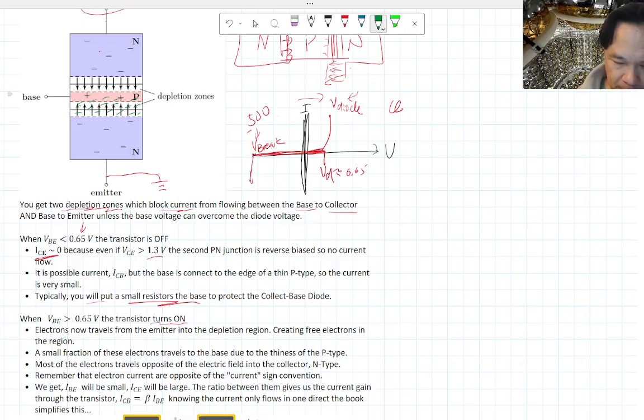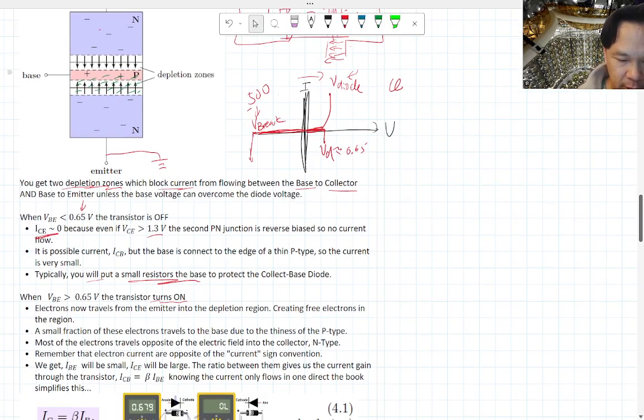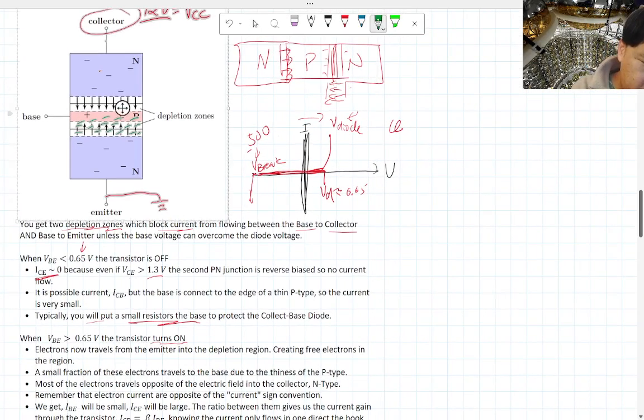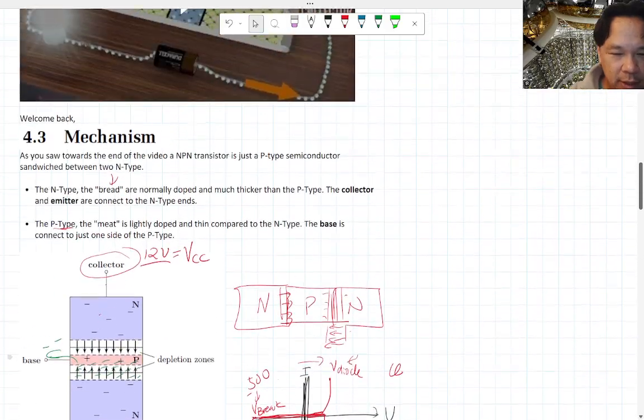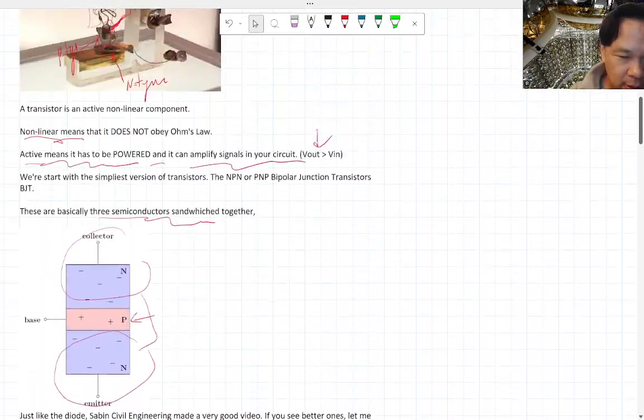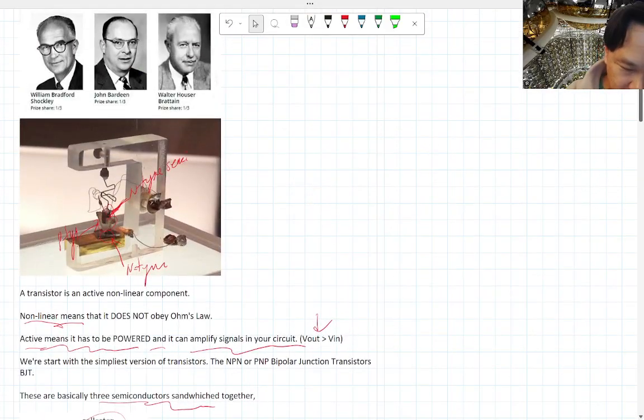This creates a lot of free electrons in the region, and a tiny fraction of it actually flows into the base. These are electron currents. The reason it's tiny is because we make the P-type semiconductor very thin, and we're also connecting it to the side of it. You can actually even see this up here on the original transistor.